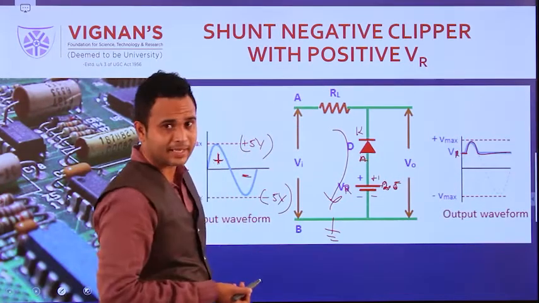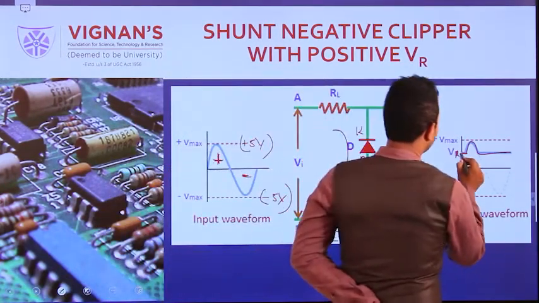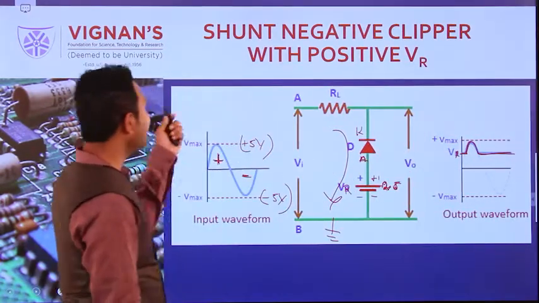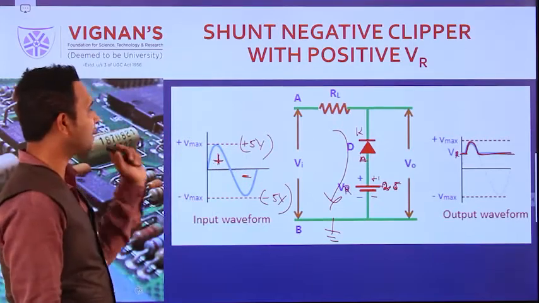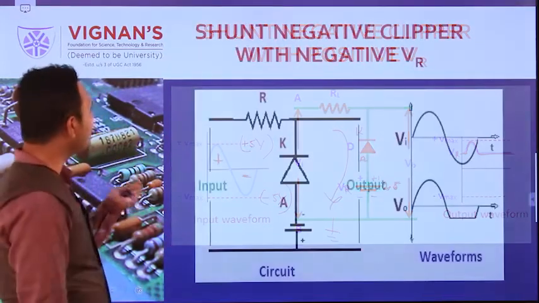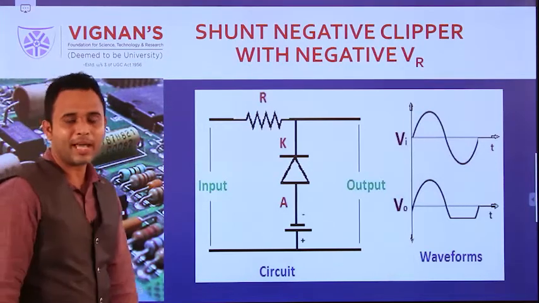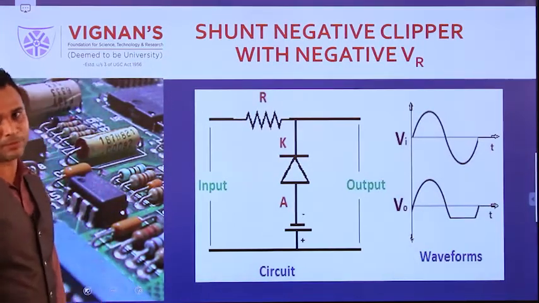So flowing like this, we are getting this type of signal at the output side. This is called the shunt negative clipper with positive reference. Coming to the shunt negative clipper with a negative reference, what happened? I am taking the negative reference voltage.